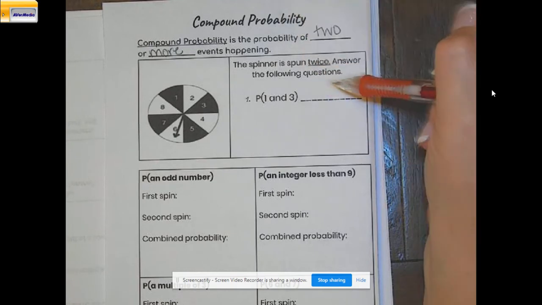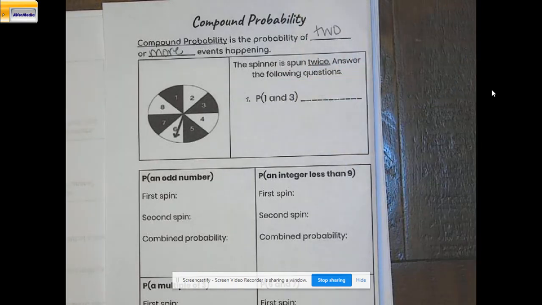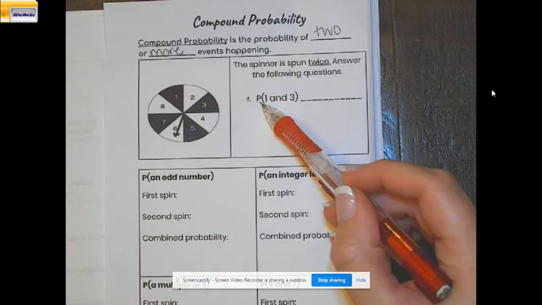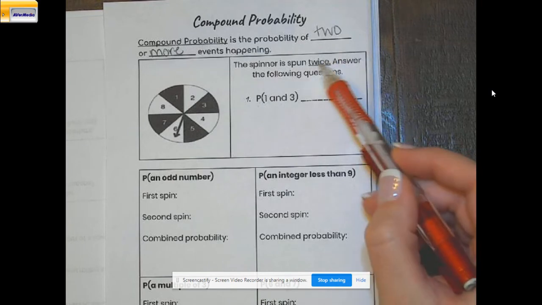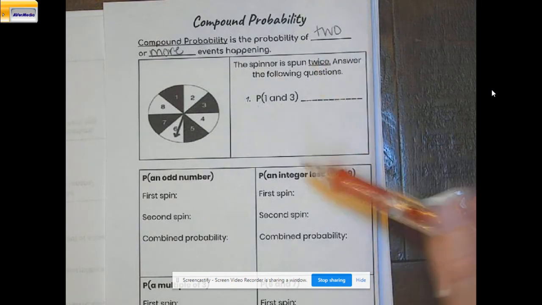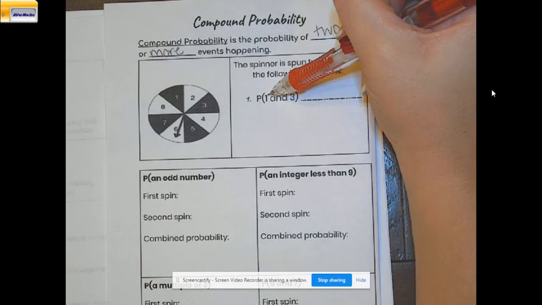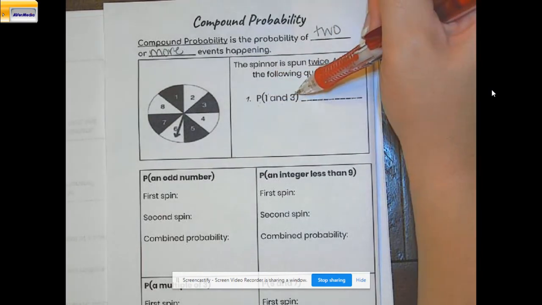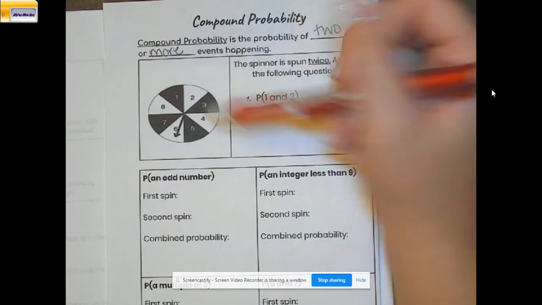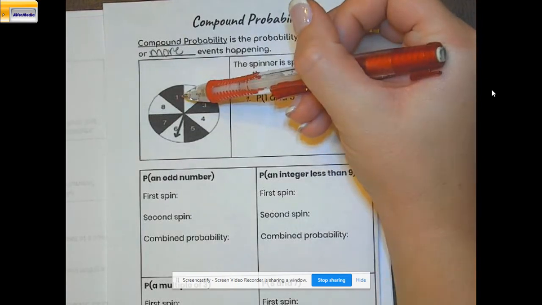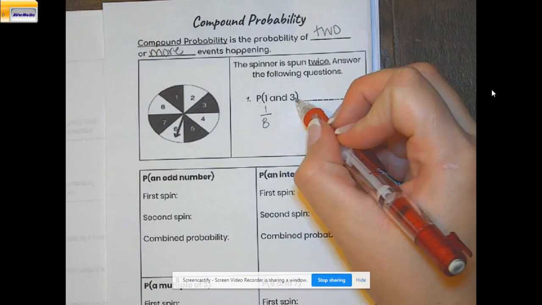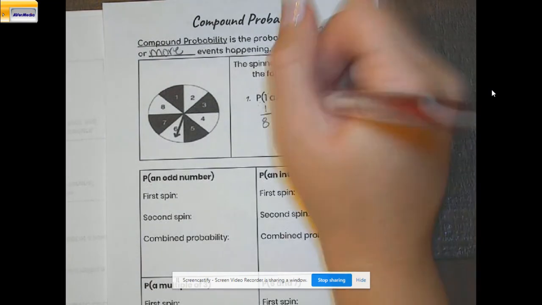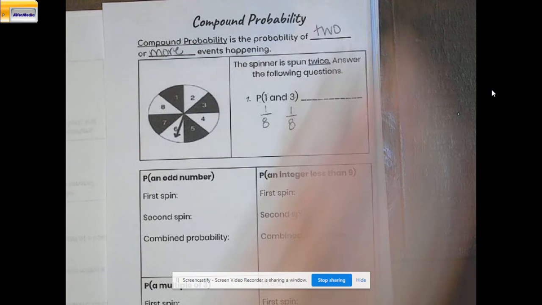So on this spinner, it says the spinner is spun twice. Answer the following questions. So this means probability. So probability of spinning a 1 and a 3. So notice the spinner is spun twice. So we're looking for the probability of a 1 on the first spin and then the probability of a 3 on the second spin. So on my first spin, notice I only have 1 and there's 8 sections. So I'm going to represent that as 1 out of 8. Notice there's also only 1 3. So on my second spin, I have 1 3 out of the 8 sections.